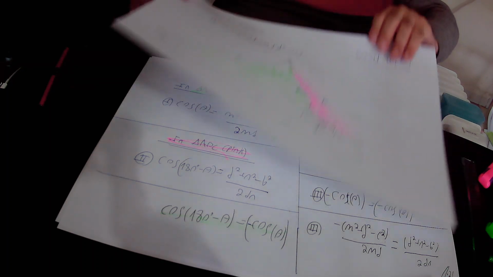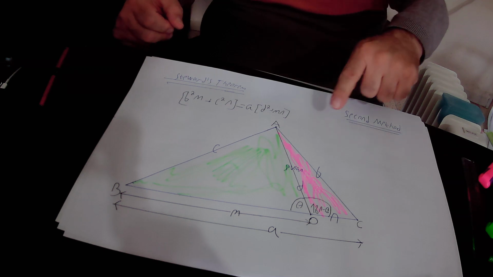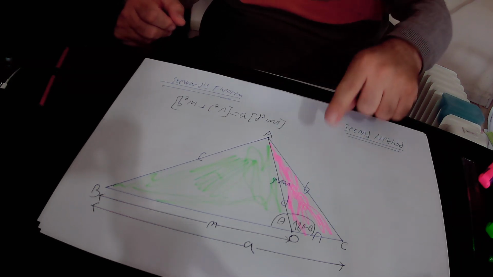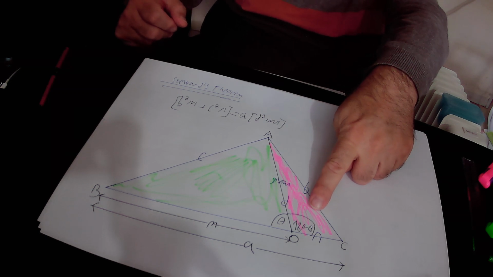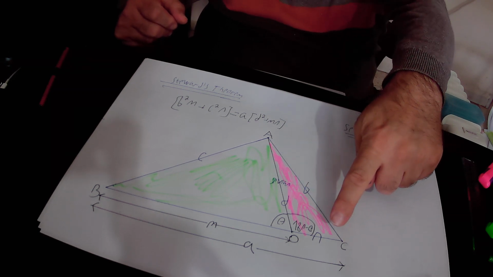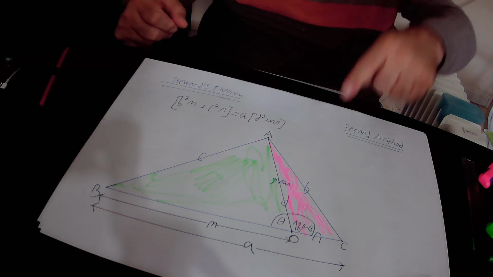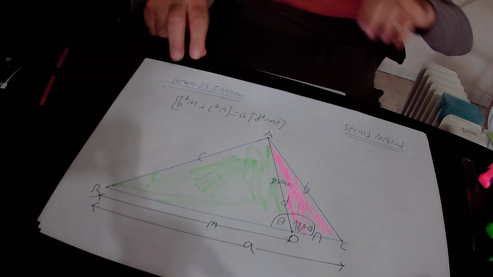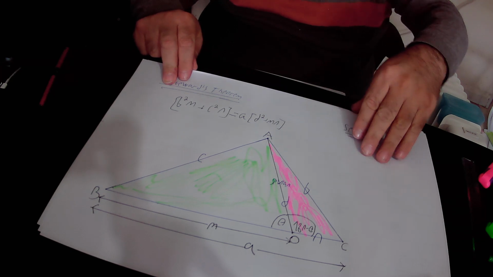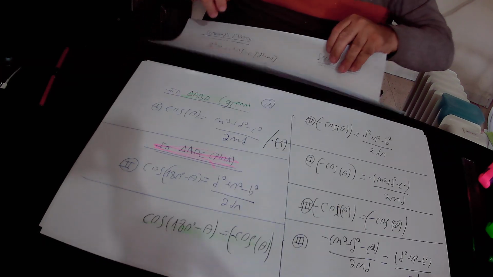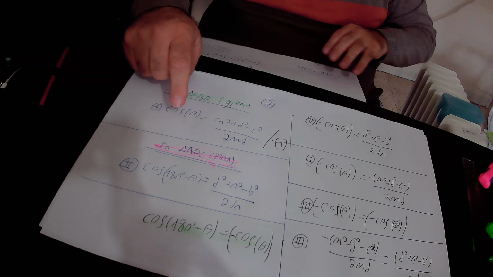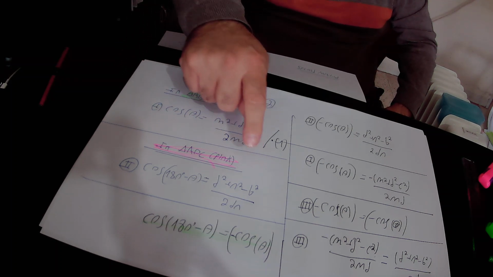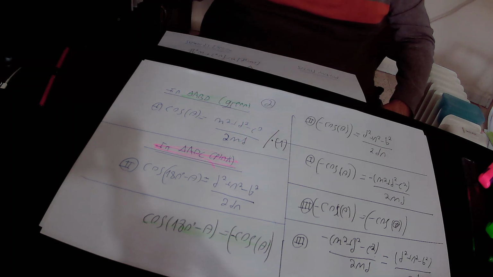Likewise, we implemented the same law, the law of cosines, in the pink triangle ADC. Here, according to the law of cosines, cosine 180 degrees minus theta equals d squared plus n squared minus b squared over 2 times d times n. Again, in the pink triangle ADC, cosine 180 degrees minus theta equals d squared plus n squared minus b squared over 2 times dn.